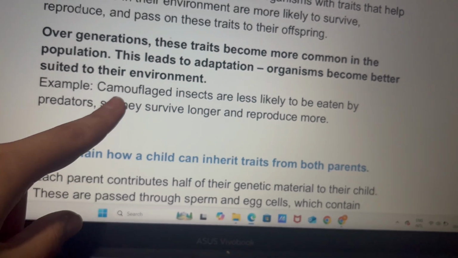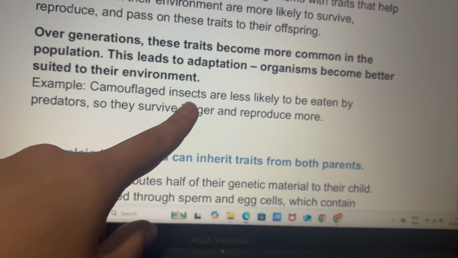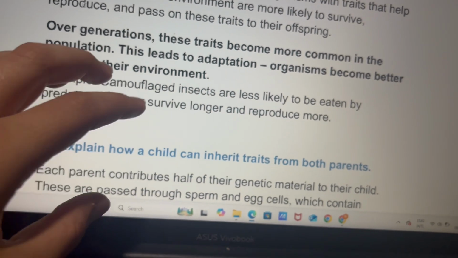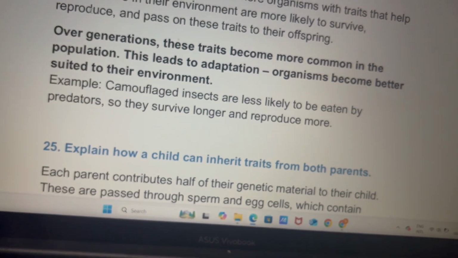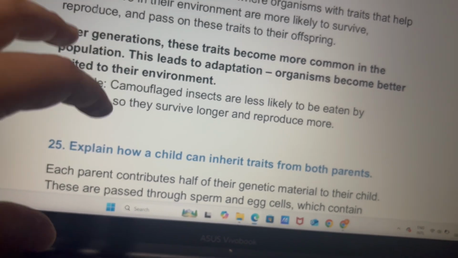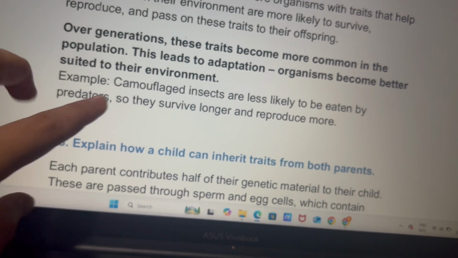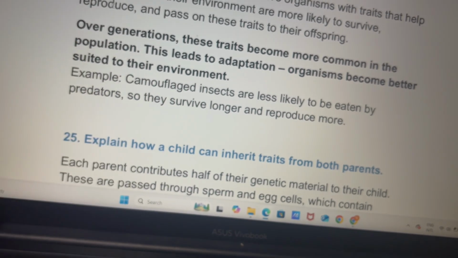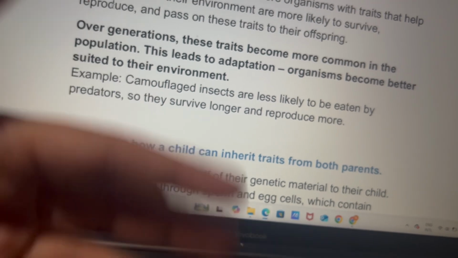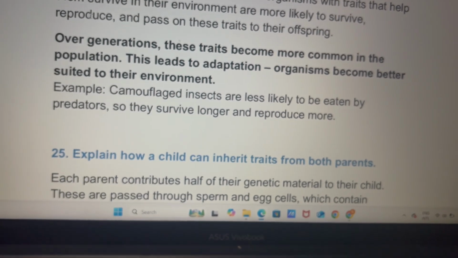Also, it's like the moth, camouflaged insects like the moth. They were able to camouflage, so they were not being eaten by other predators. That's why they survived. The other ones which couldn't camouflage were so visible to the predators that they got eaten and they couldn't survive.